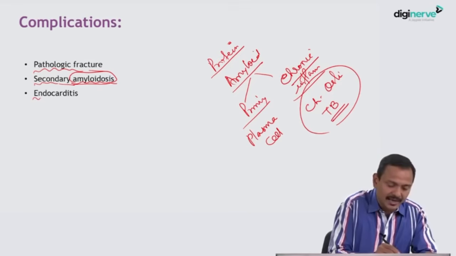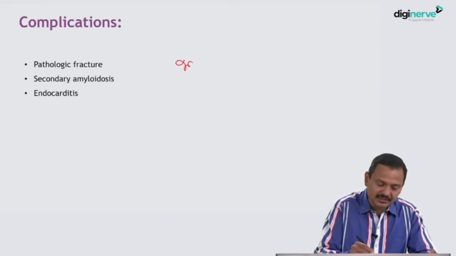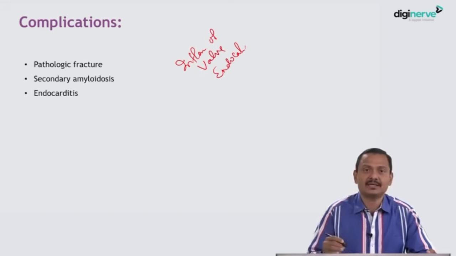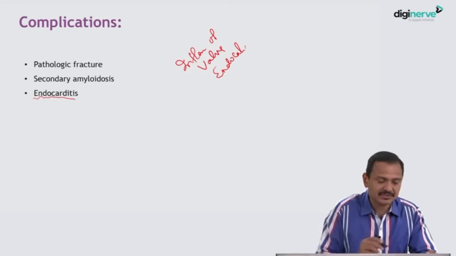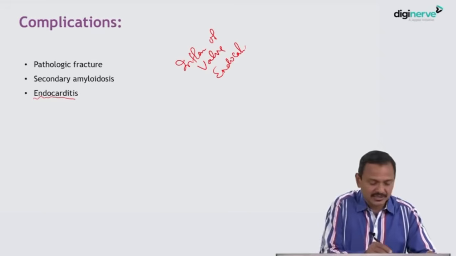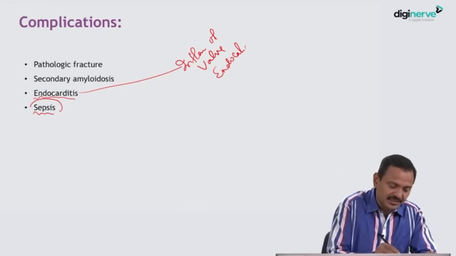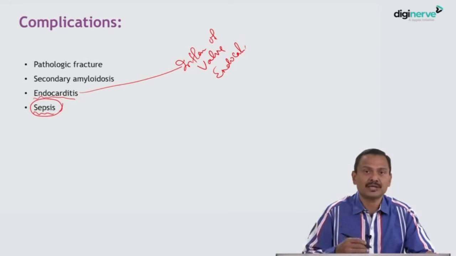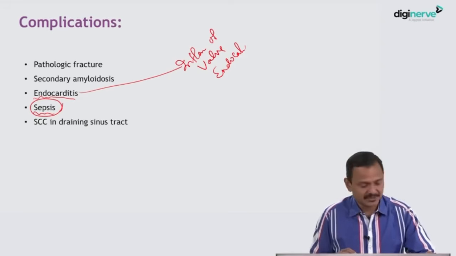The third is endocarditis. Now endocarditis means inflammation of the valve or endocardium. Okay? So because this osteomyelitis from the bone goes to the blood and circulates, it can damage the valve and endocardium, causing endocarditis. Fourth is sepsis. The infection can evolve from one organ and involve multiple organs, and that is called as sepsis.